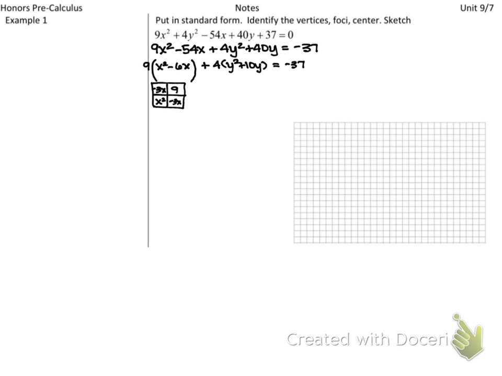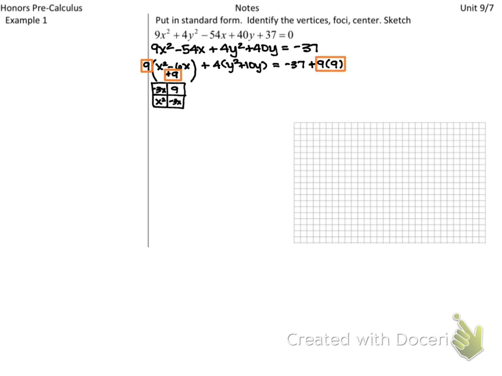So I want to include a plus 9 inside those parentheses. Now, make sure that you pay attention to what you're adding to both sides. So right here, I just put in a 9, that times a 9. So I need to add that 9 times 9 to the other side. So I'm going to do plus 9 times 9. And those are the orange boxes I put on the other side.